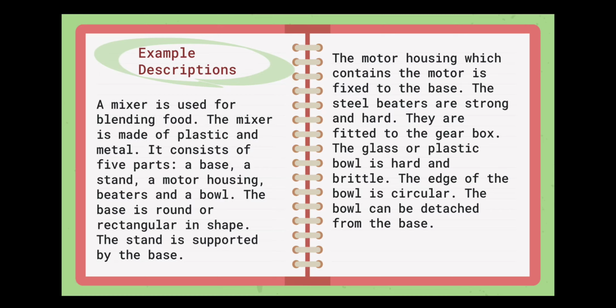The base is round or rectangular in shape. The stand is supported by the base. The motor housing, which contains the motor, is fixed to the base. The steel beaters are strong and hard. They are fitted to the gearbox. The glass or plastic bowl is hard and brittle. The edge of the bowl is circular. The bowl can be detached from the base.